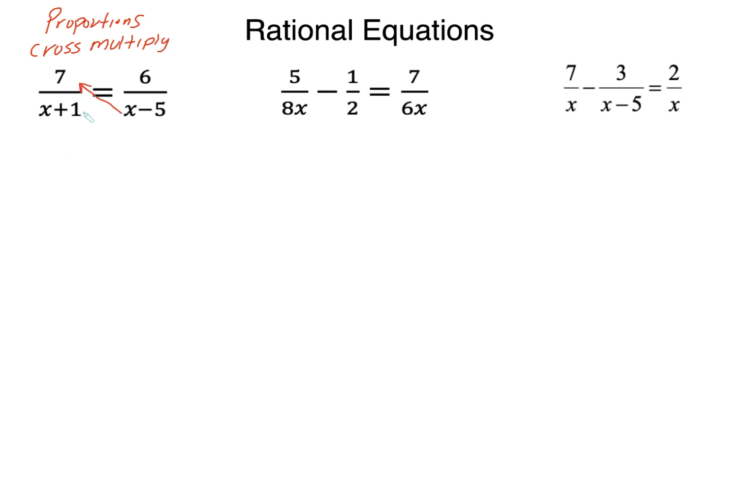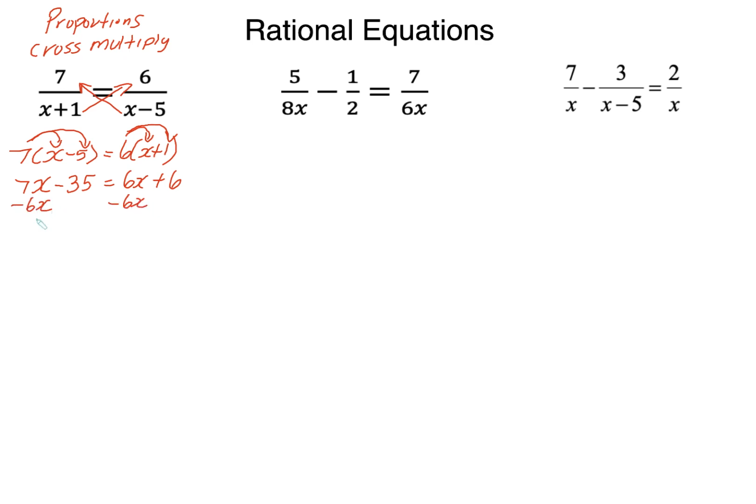So I'm going to cross like this and this. So I have 7 and I'm going to multiply the x minus 5 equals to 6 and I have the x plus 1. That eliminates my fraction. I'm now going to distribute. I have 7x minus 35 equals 6x plus 6. Please remember when you distribute that the 6 is multiplying every term and the 7 here is multiplying every term in the parentheses. I'm solving for x, so I'm going to minus 6x on both sides.